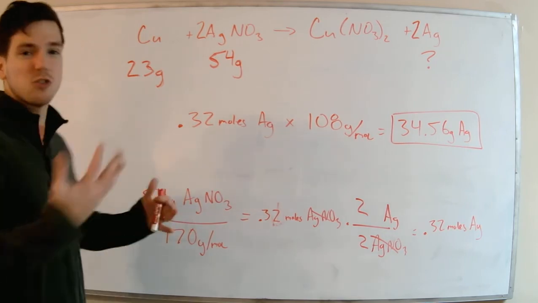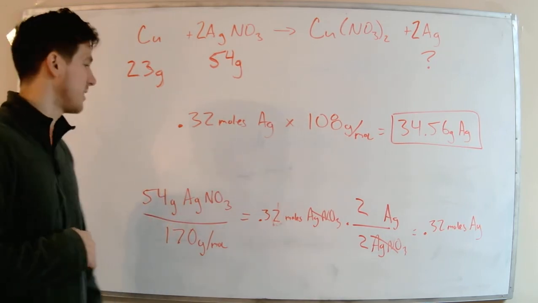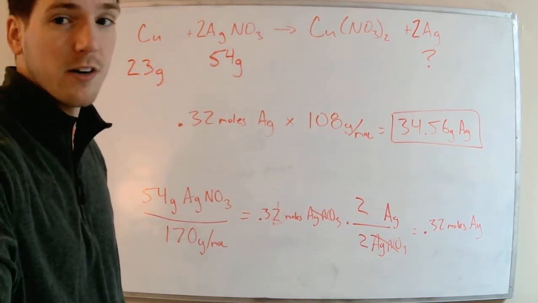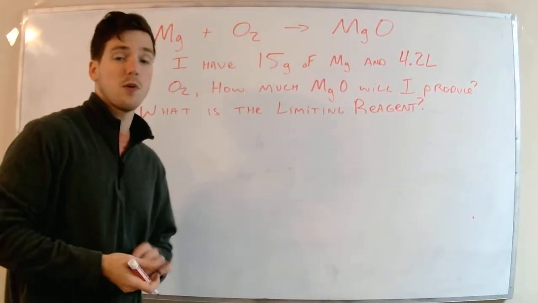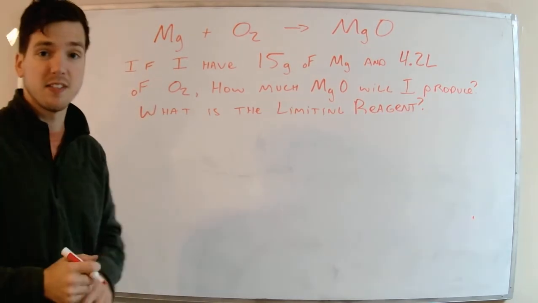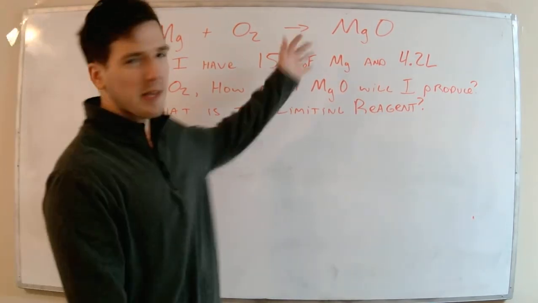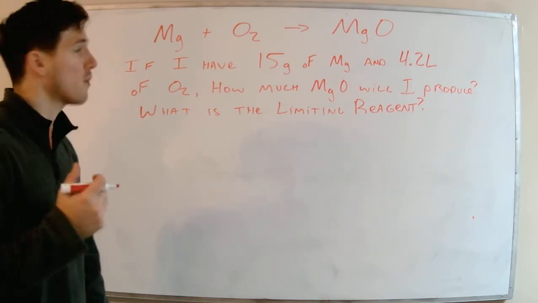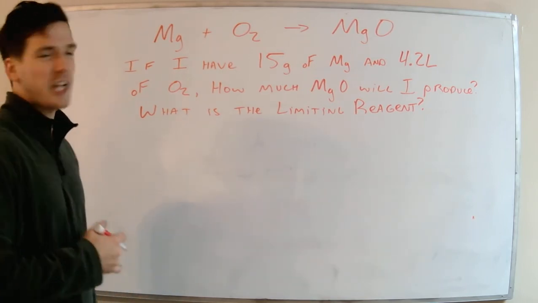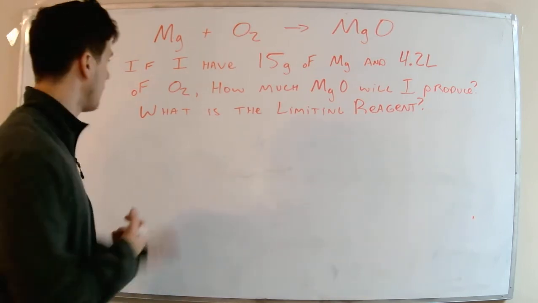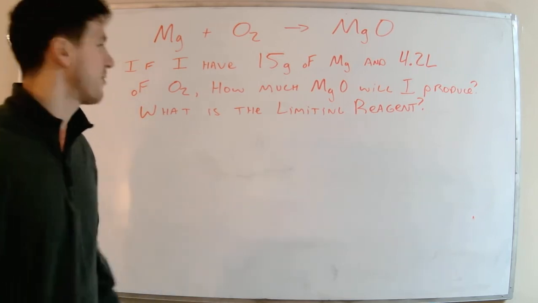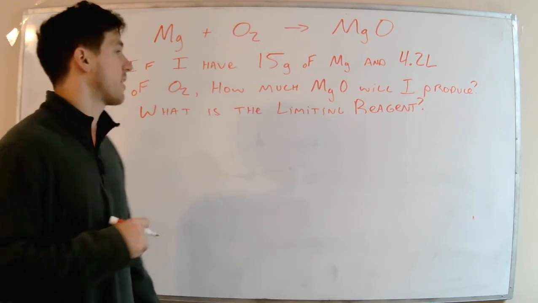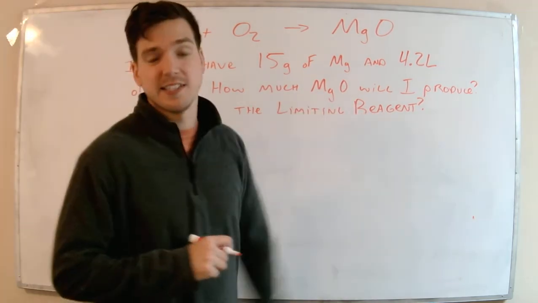Okay, so let's do one more example with limiting reactant just to make sure we really understand what our limiting reagents are. I have another reaction up here, magnesium and oxygen gas, and they're going to make magnesium oxide. It says, if I have 15 grams of magnesium and 4.2 liters of O2, how much MgO will I produce? What is the limiting reagent? First of all, reagent is the same thing as reactant. You'll just see that in some chemistry books or problems.